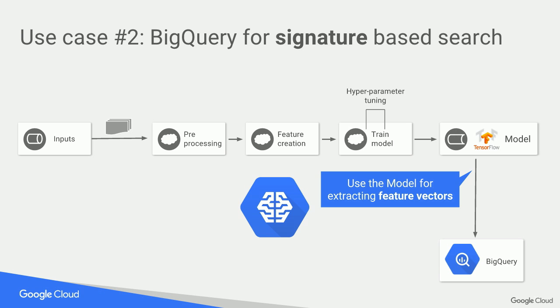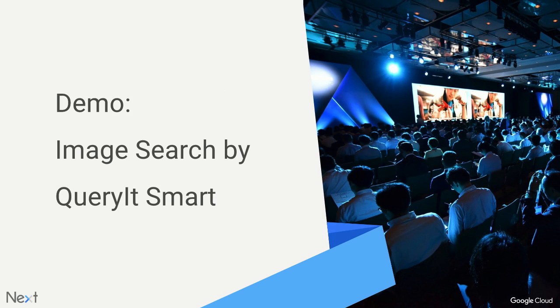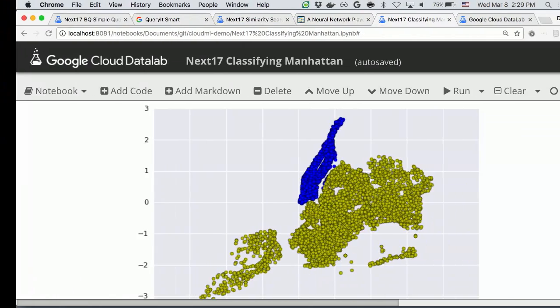Use case number 2 is to use BigQuery for signature-based search, based on the result you got from the data model you trained with the machine learning engine. We use the ML engine for extracting the feature vectors. So I'd like to show another demonstration of BigQuery Smart.